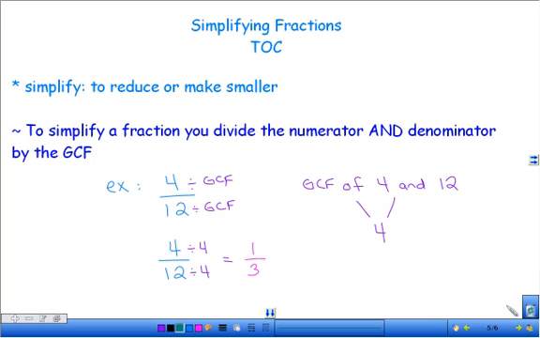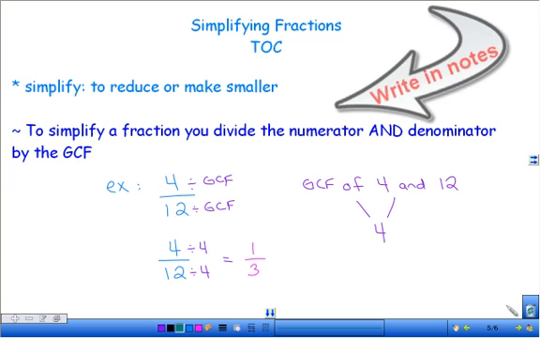Make sure you get that vocab word down. Simplify: to reduce or make smaller. Yes? You have to do the big purple. The one underneath it? Yes. As soon as you get that vocab word down, the next is just your notes on how to simplify a fraction. Okay, so to simplify a fraction, you divide the numerator and denominator by the GCF, the greatest common factor.